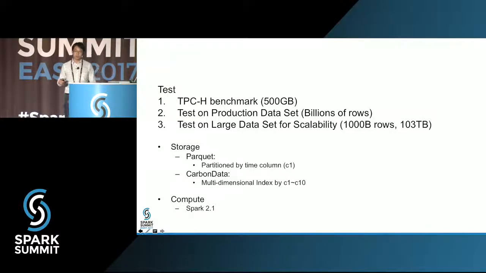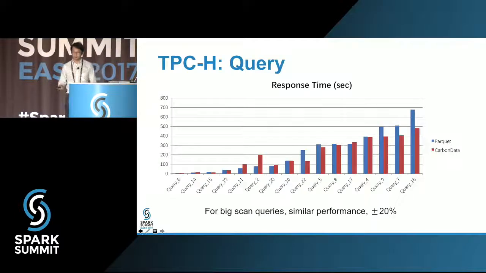So we compare it using Parquet and CarbonData. The Parquet data is partitioned by the time column, which is the first column. And for CarbonData, the MDK key index is built on C1 to C10, so 10 columns. The compute engine is using Spark 2.1.